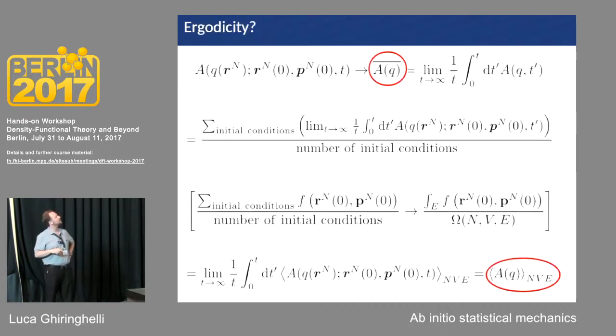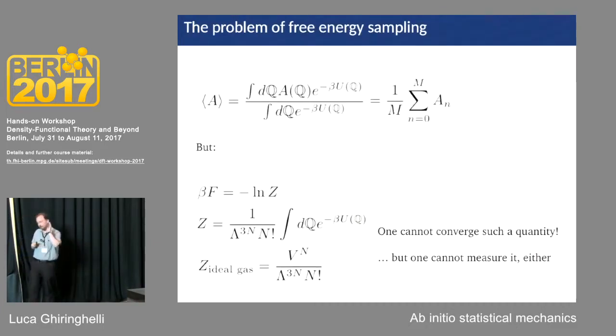Actually, I skipped this one. I spent too much time. This is about ergodicity, so whether you can go from a sampling over the configurational space into a time average, but I'm pretty sure Mariana will say something about this. Back to free energy.